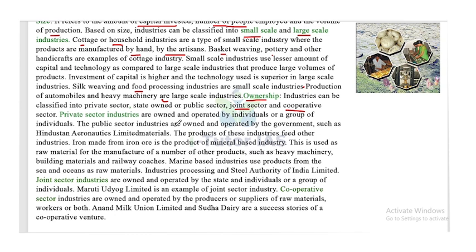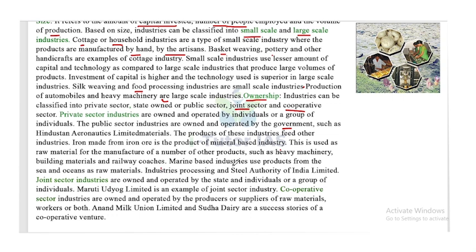The public sector industries are owned and operated by the government, such as Hindustan Aeronautics Limited. Okay, so that is the example for public sector industries. The product of these industries feed other industries. Iron made from iron ore is the product of mineral-based industry. This is used as raw material for the manufacture of a number of products such as heavy machinery, building material and railway coaches. Now, marine-based industries.